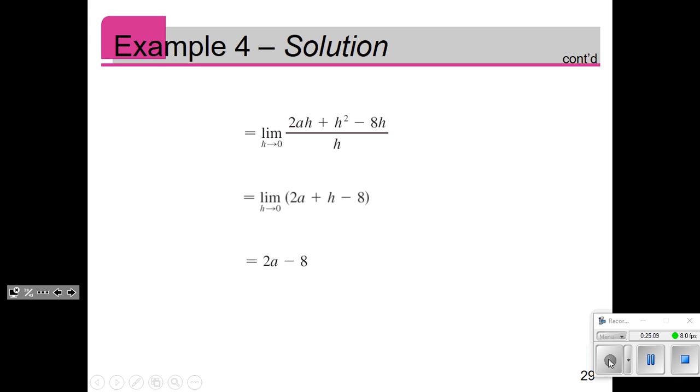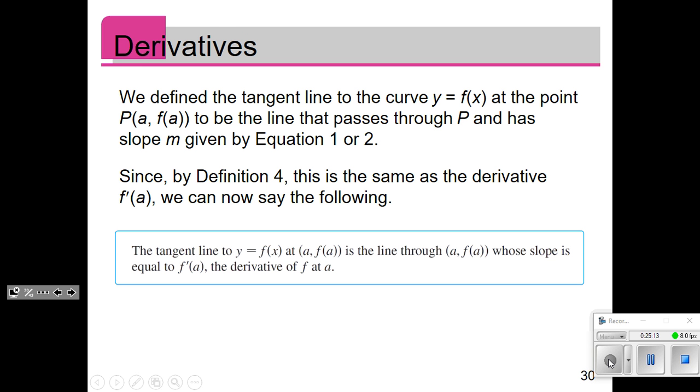Okay, now that we know what the derivative is, now we can find the velocity at any point a, because we found the general equation for the velocity or the rate of change. So we can find it anytime. So it says we define the tangent line to the curve y equals f of x at the point P to be the line that passes through P and has slope m. Since by definition 4 this is the same as the derivative f prime of a, we can now say the following: the tangent line to y equals f of x at point A, or sorry, it's point P, but it's at when x equals a, is the line through a comma f of a, whose slope is equal to f prime.